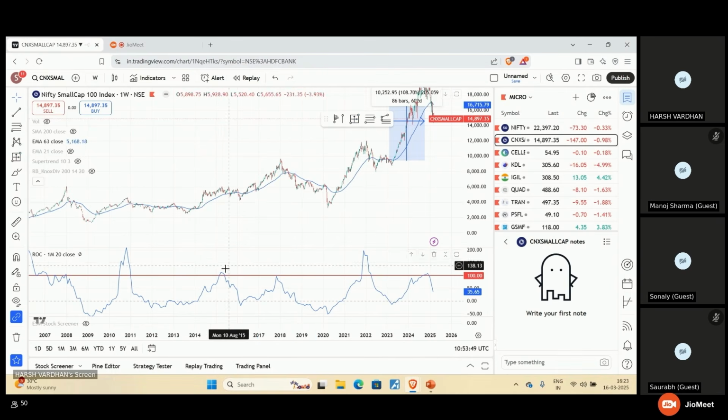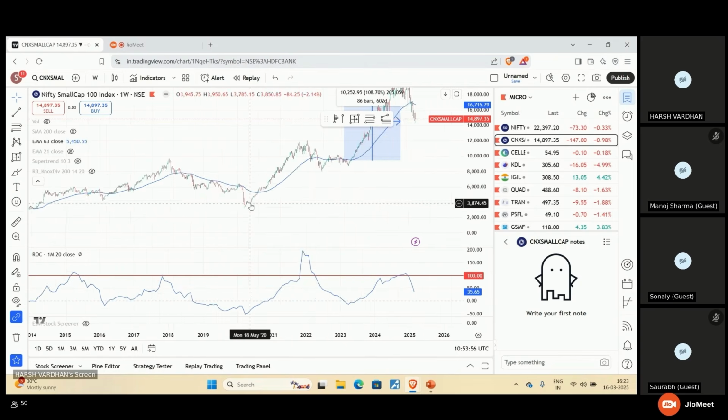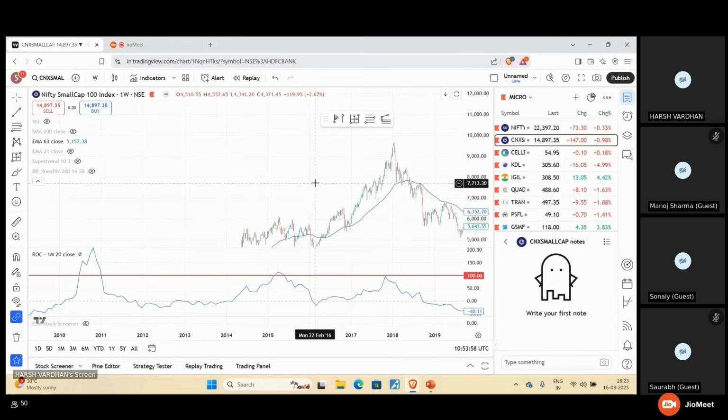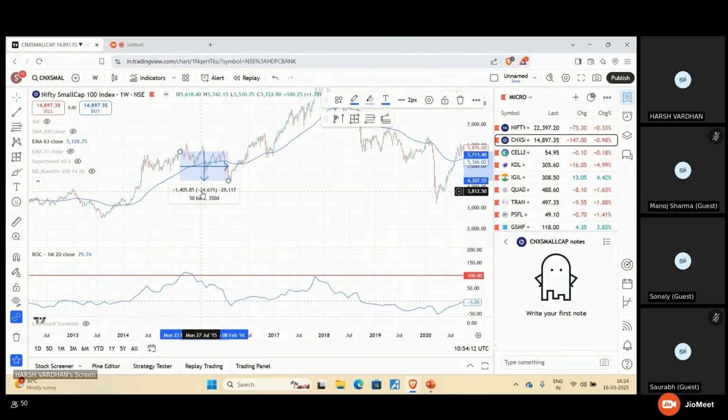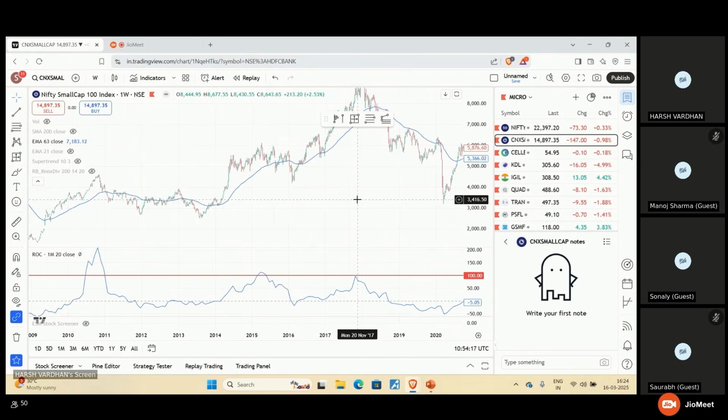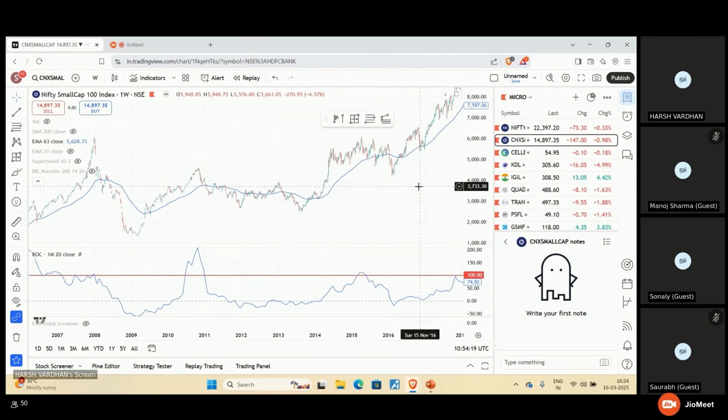Similarly, here it was a time-wise correction. If you sold here and bought near here, let me zoom in a bit. If you sold somewhere here, and then bought back here, you could have again saved yourself from a 25% drawdown on the small cap index. And this is a drawdown index, so obviously in your portfolio the drawdown can be more.